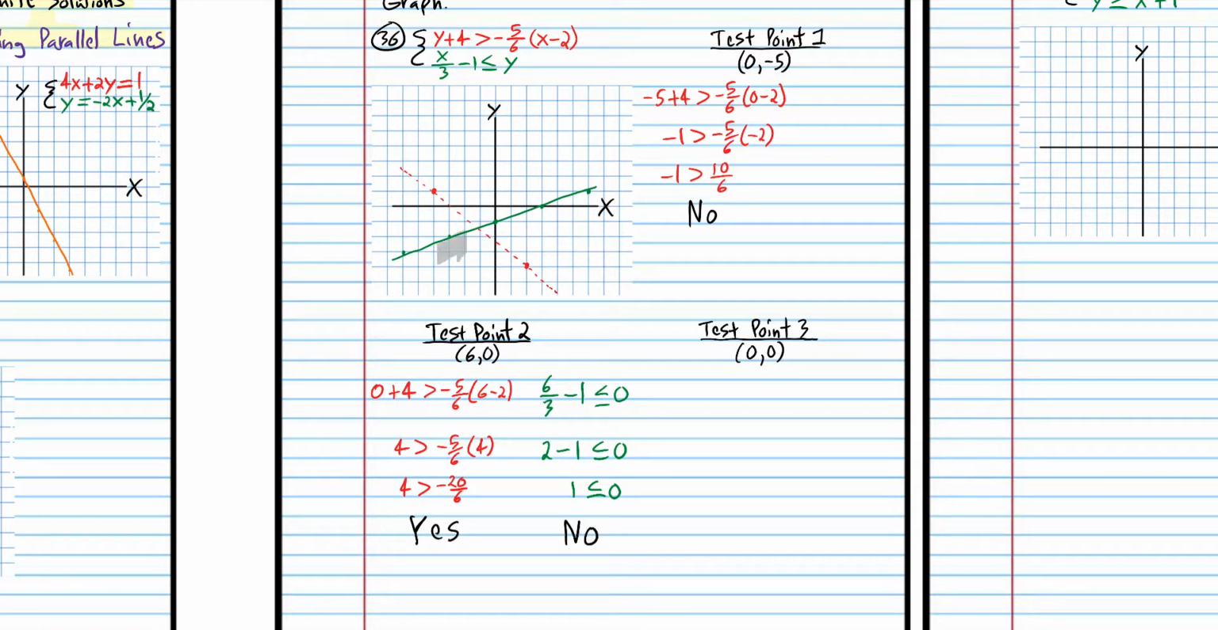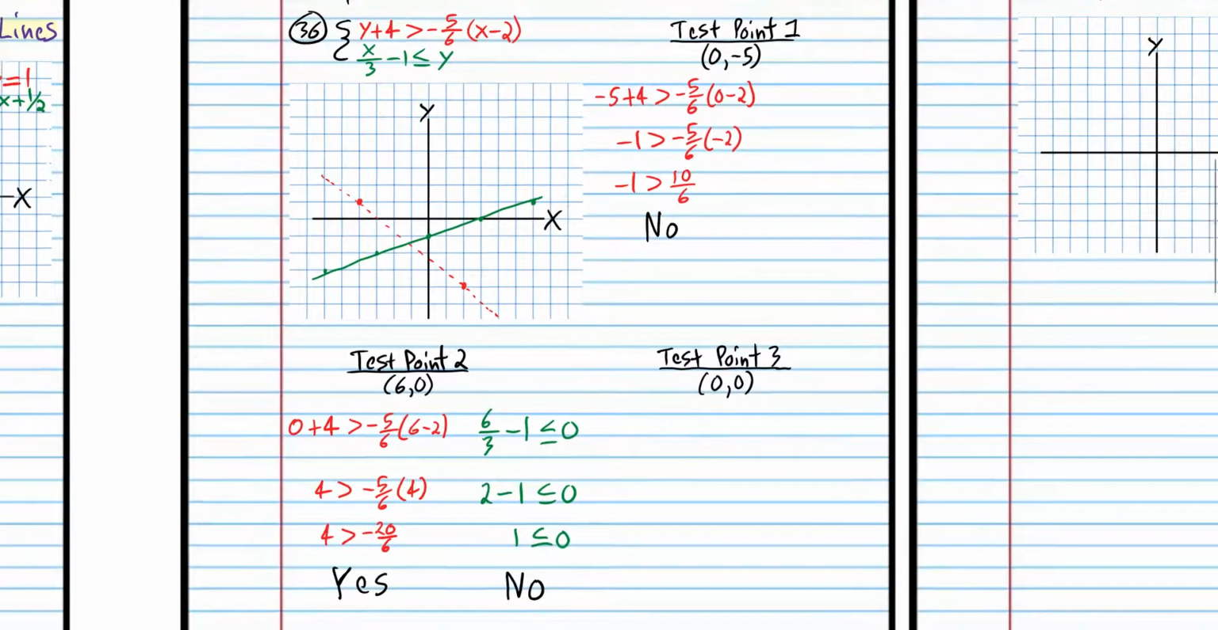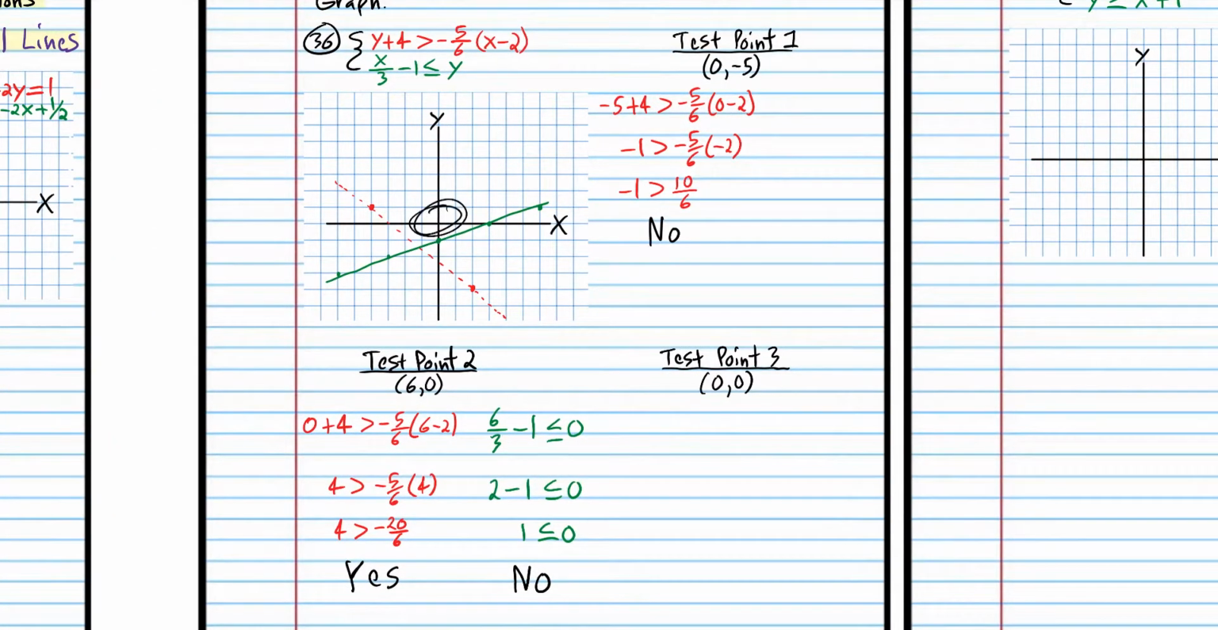So we know that this is not the correct region. We know this is not the correct region. So now we have to test these two regions. So for test point 3, I'm going to choose 0, 0. So now I'm testing the top region there.